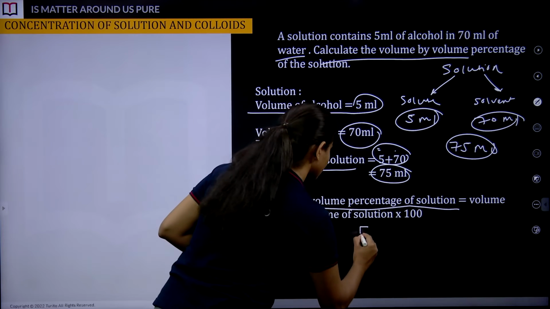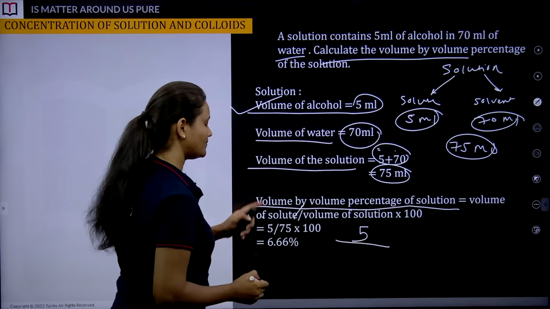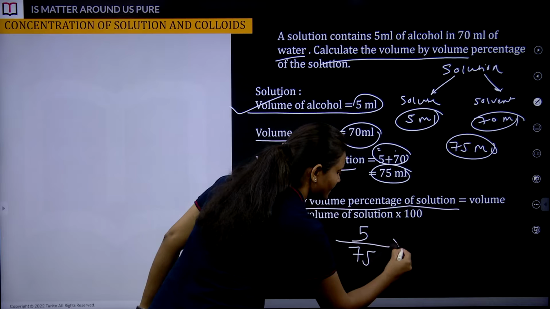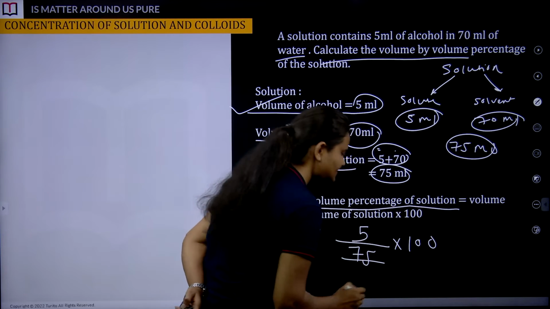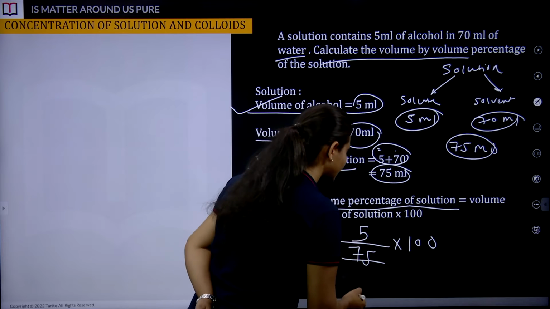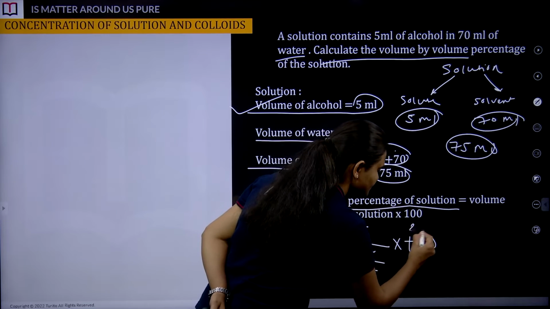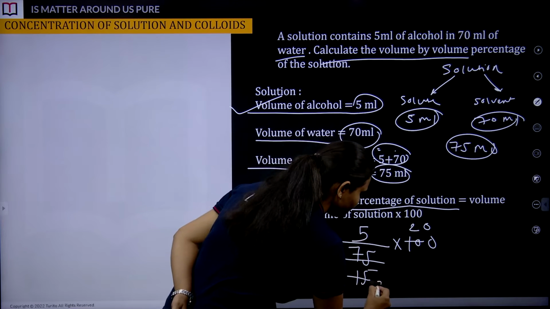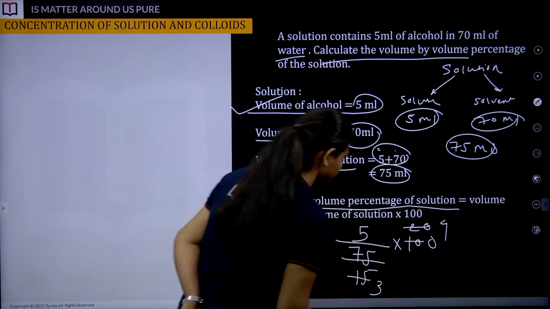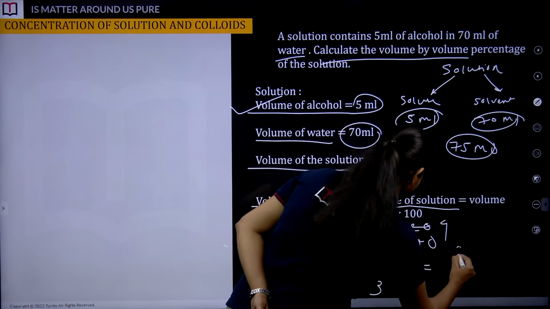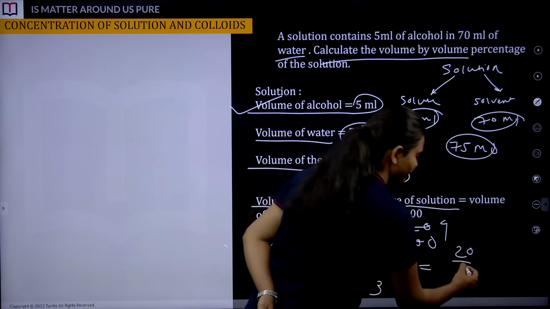So how much is this? 5 is the volume of alcohol, which is your solute. Volume of solution is what? 75 into 100, right? So here is the simple calculation, students. We are going to divide it by 5. So we have something like this, correct? Then 3, 4, correct? Then it is going to be 20 by 3.